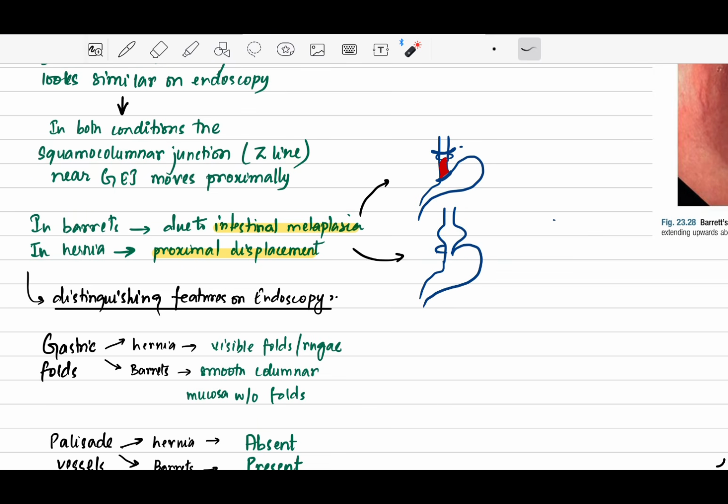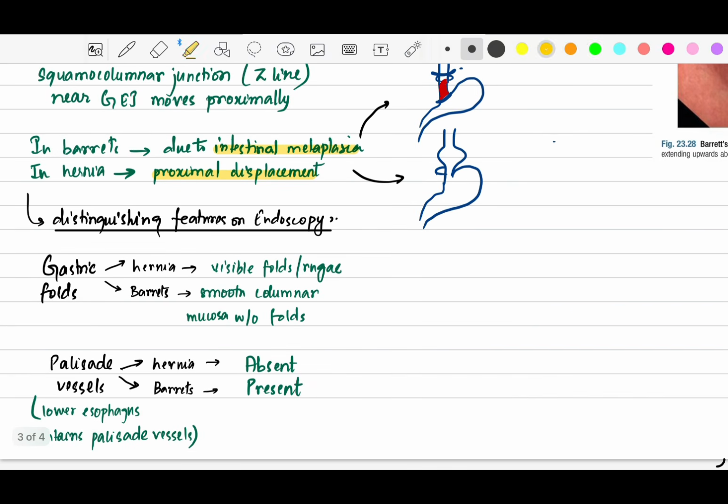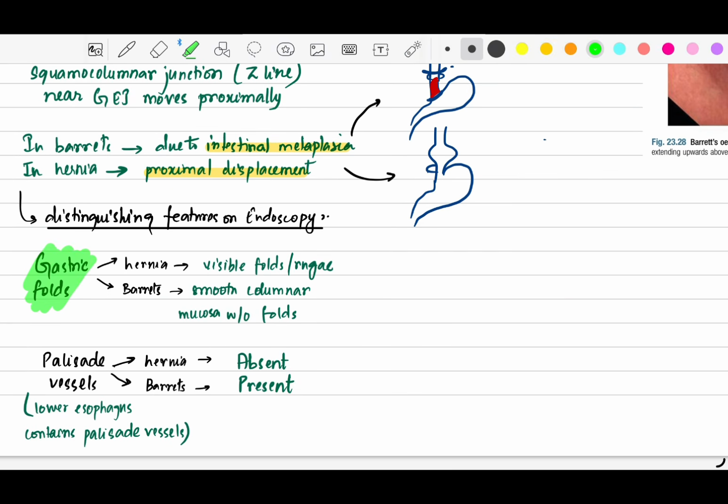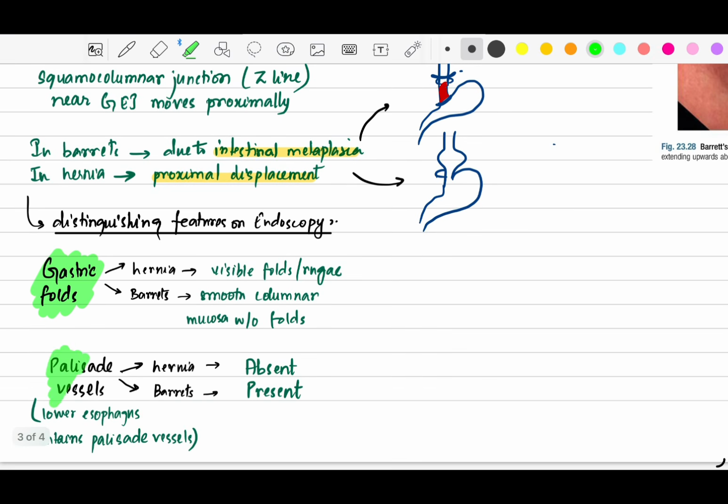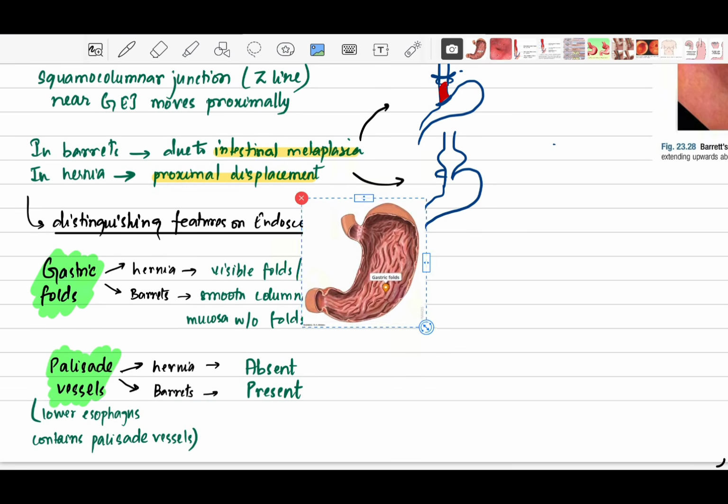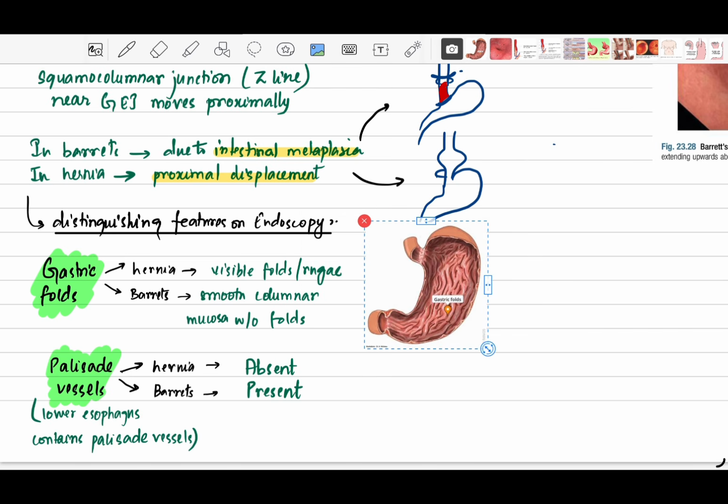Hence, they look similar on endoscopy. But how do we differentiate? There are a few differentiating features. The two most common are gastric folds and palisade vessels. Now, gastric folds, let's look at a picture here, these are the normal gastric folds. Now, these gastric folds usually end at the gastroesophageal junction because they are present in the stomach.